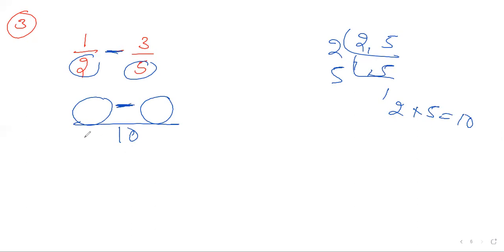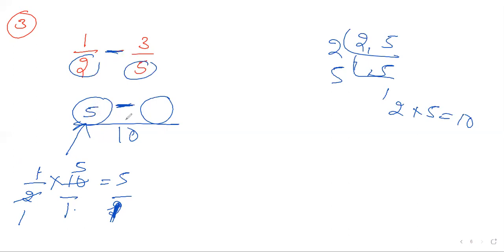Okay, clear? Then fill the first box. 1 by 2, you multiply with your LCM. 2 ones are 2, 2 fives are 10. Next, 1 into 5, 5. 2 into 1, 2. Sorry, 2 into 1, 1 into 1, 1 only. The answer is 5 only here.